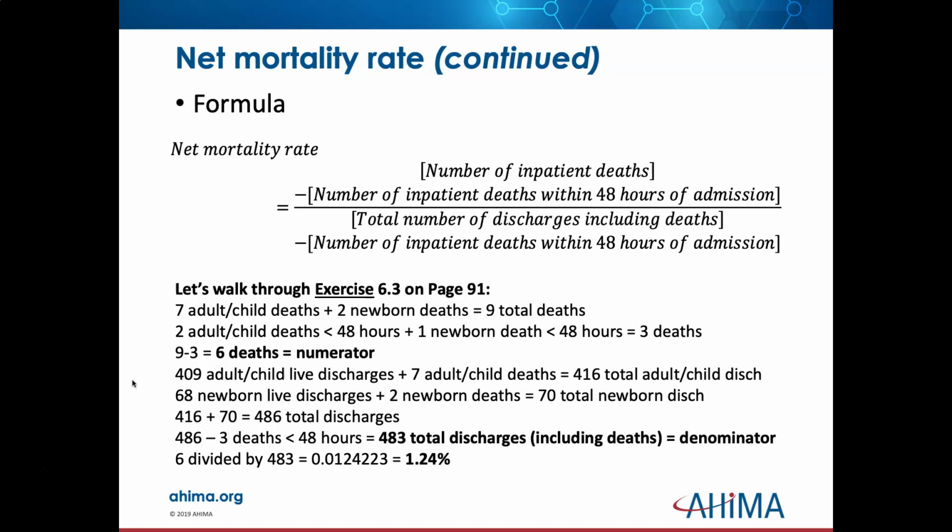But we have to pull out those deaths that were less than 48 hours. Remember, we have to do that for numerator and denominator. And we had 3 of those. So 486 minus 3 gives us 483 total discharges, including deaths, excluding those that are less than 48 hours. And that is now our denominator. So 6, which was our numerator, divided by 483, which is our denominator, gives us a 1.24% net mortality rate.